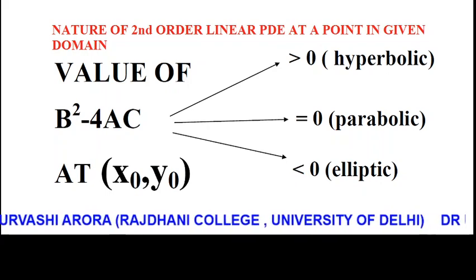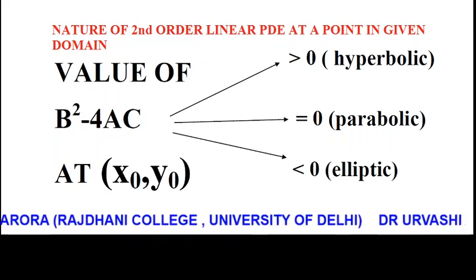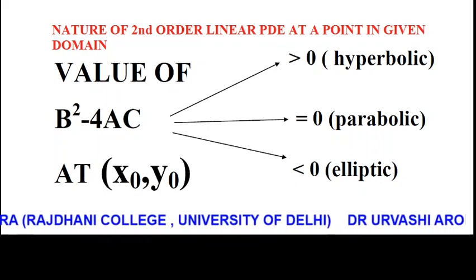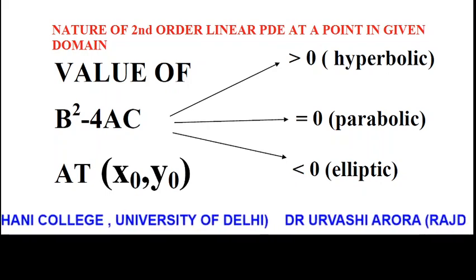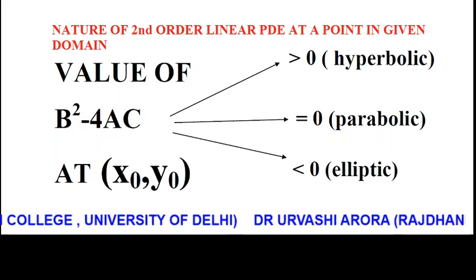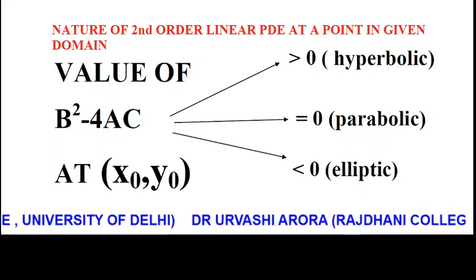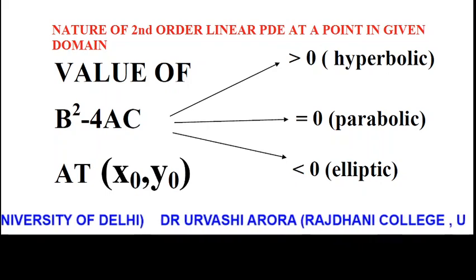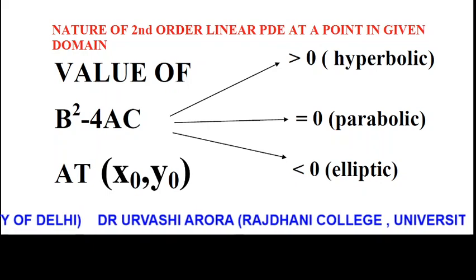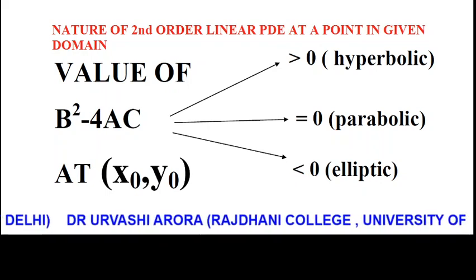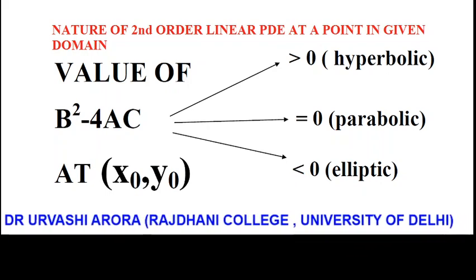Now if the value of this expression comes out to be greater than 0, then the given second order linear partial differential equation is hyperbolic at the point x0, y0. If the value of the expression b square minus 4ac comes out to be equal to 0 at the point x0, y0, then the equation is parabolic at the point x0, y0. And if the expression b square minus 4ac comes out to be less than 0 at the point x0, y0, then the equation is elliptic.